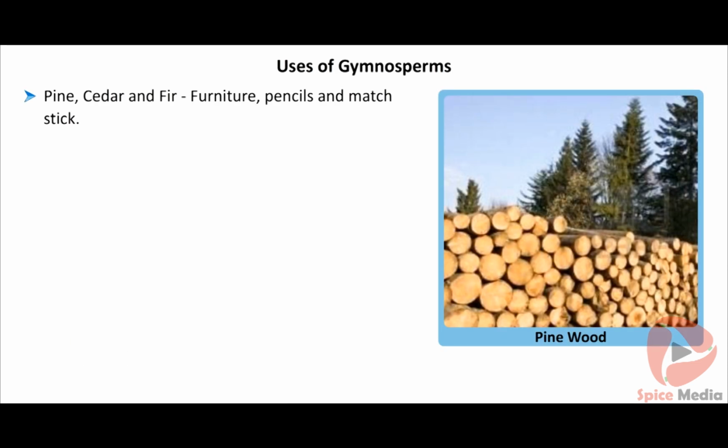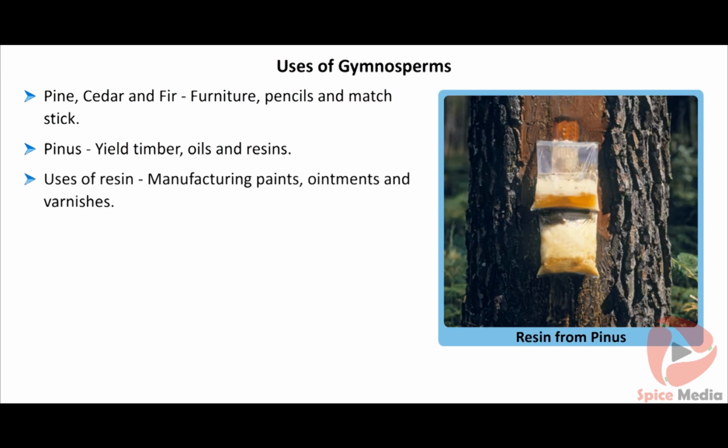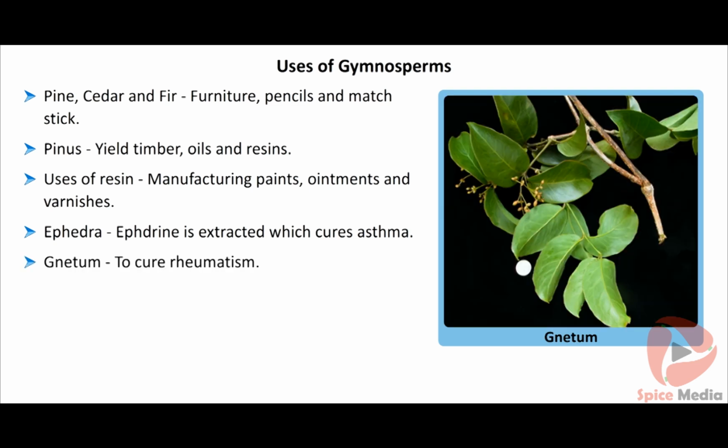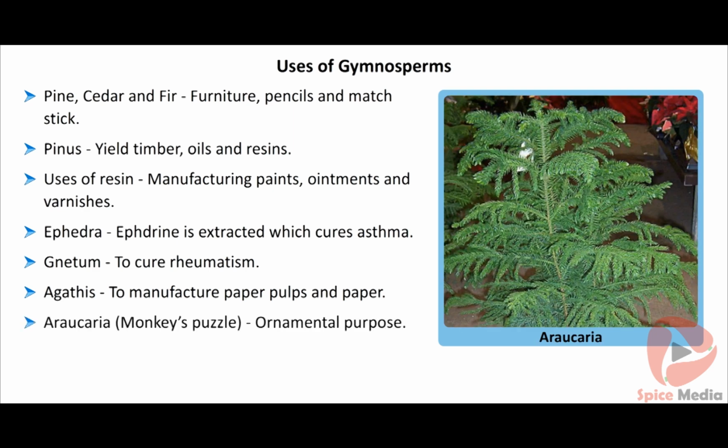The wood of pine, cedar and fir is used to manufacture furniture, pencils and matchsticks. Timber, oils and resins are produced from Pinus. Resins are used in the manufacturing of paints, ointments and varnishes. An alkaloid, ephedrine, is extracted from Ephedra, which cures asthma. Gnetum is used to cure rheumatism. Agathis is used in the manufacturing of paper pulps and paper. The Araucaria plant, which is commonly called monkey's puzzle, is grown for ornamental purposes.